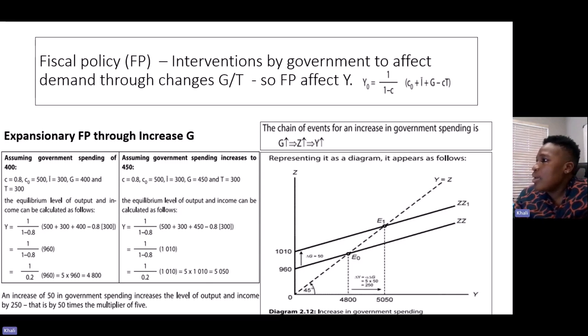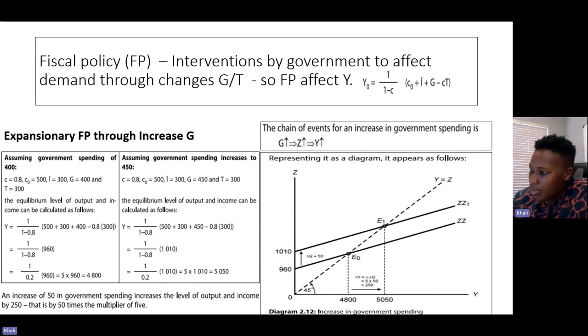Whereas with T, there's a negative relationship. Because of the negative relationship, an increase in taxes will reduce your equilibrium level. That is the trick in knowing whether the impact will be positive or negative. It is dependent on the sign. So with government spending, if it increases, we know our equilibrium output will also increase. But with taxes, because of the negative sign, they're negatively related. So an increase in taxes will result in a reduction in output.